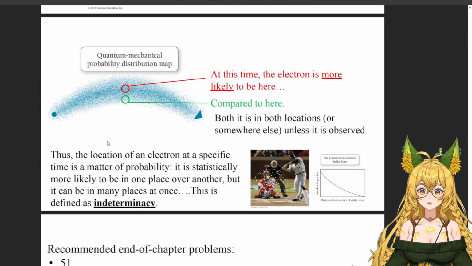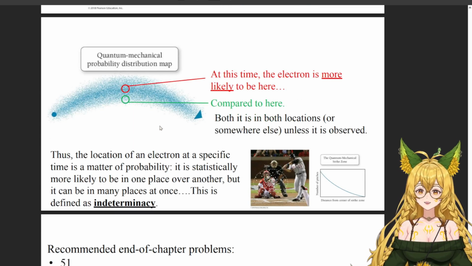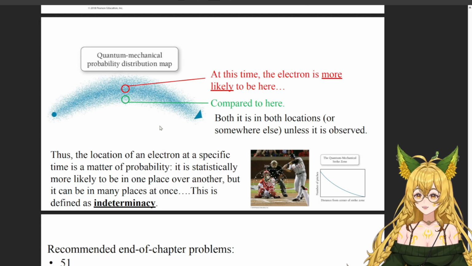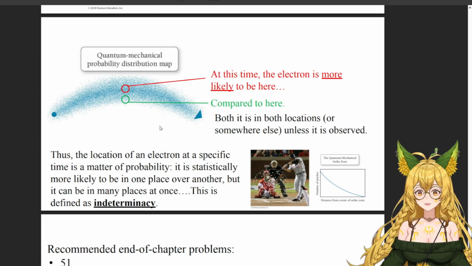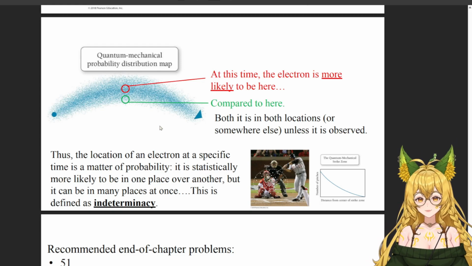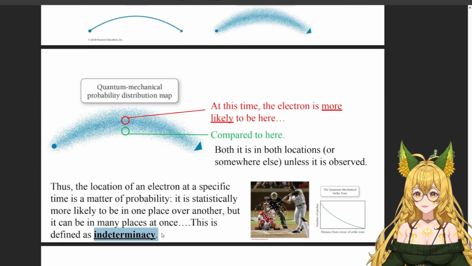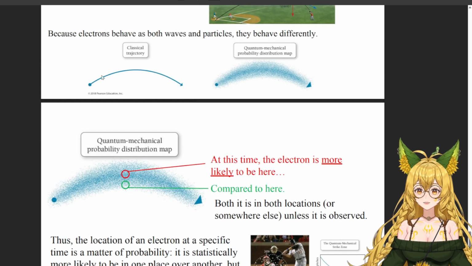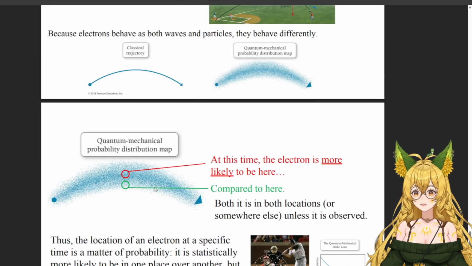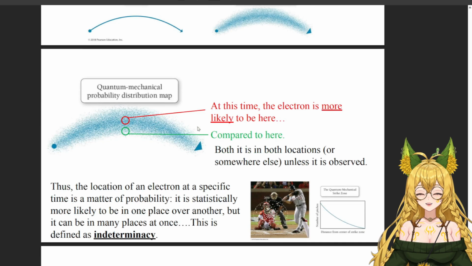So the location of an electron at a specific time is only a matter of probability. It is statistically more likely to be in one place over another, but it can be in many places at once. This is defined as indeterminacy. I think I said that right. So it can be in many places at once, but it is statistically more likely to be in one place or another. An electron is more likely to be in the center line than on the outside in these little areas here. So unless it's observed, it's technically in both locations.